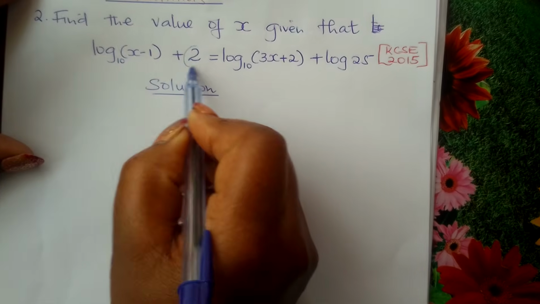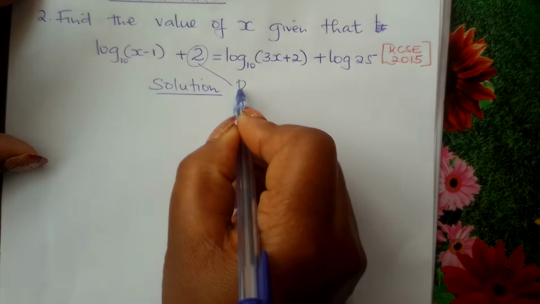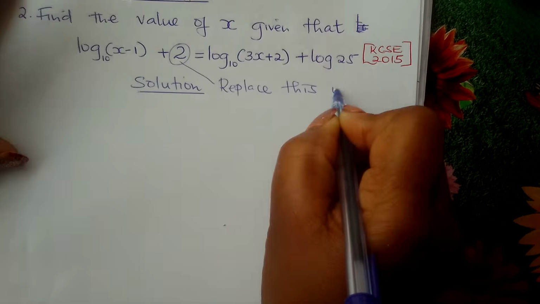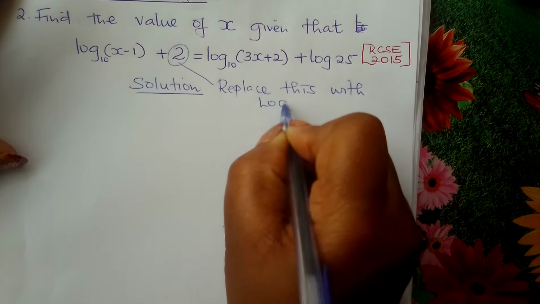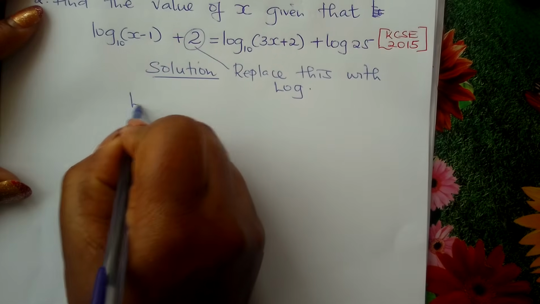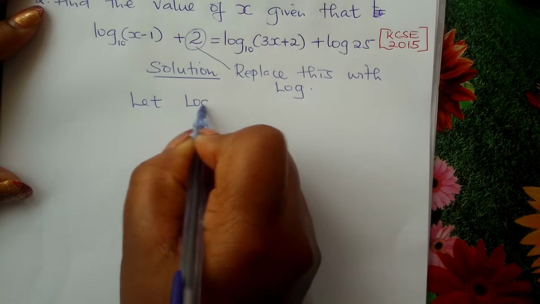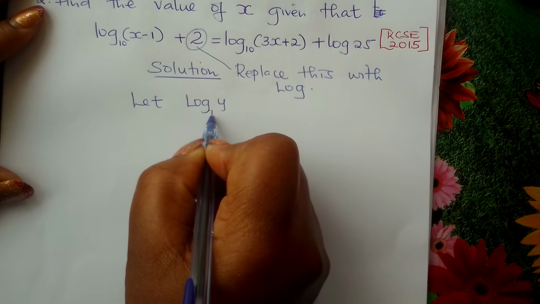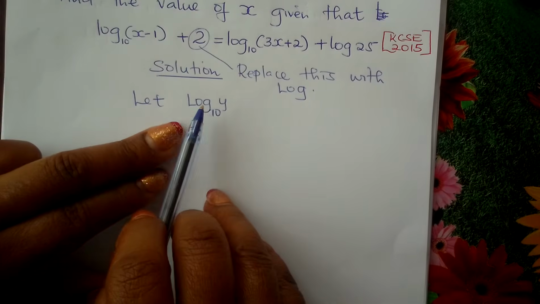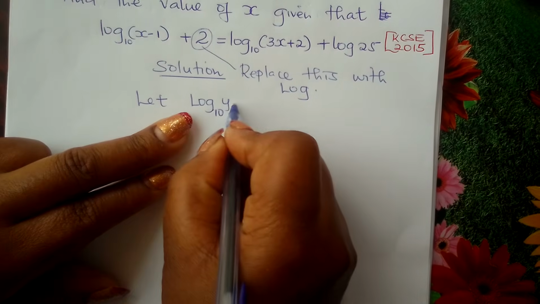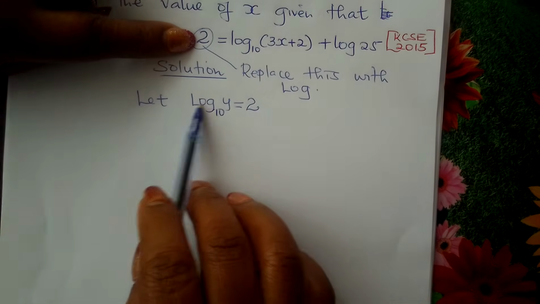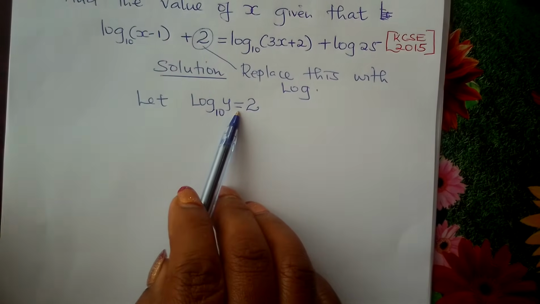So the first thing is to replace this with the log. Replace this with log, or express it in terms of log. So how do you do this, learner? You say, let log y to base 10. If you look at this equation, it is to base 10. So we assume let log y to base 10 be equals to this 2 here, learner.